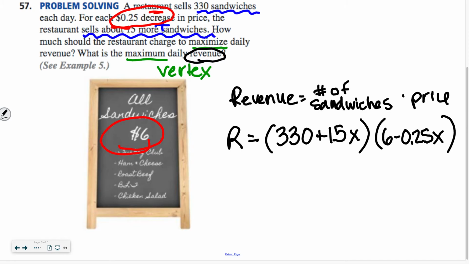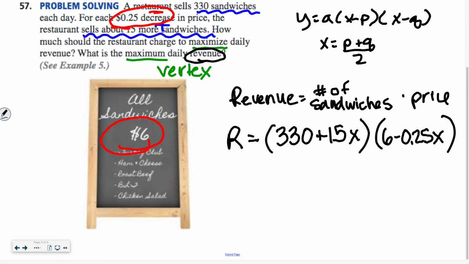Okay, so you're thinking about y equals a times x minus p times x minus q. And then for the vertex, you start by doing p plus q divided by 2. You remember that? Okay, so chapter 2 doesn't just disappear. We still need to know the information.